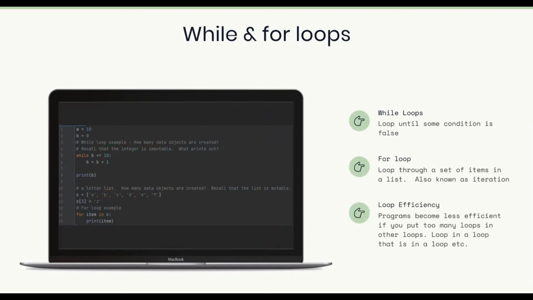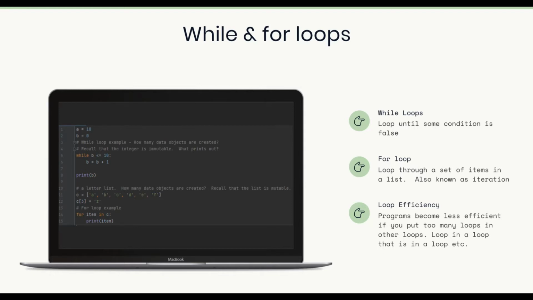While and for loops. While loops loop until some condition is false. So on line 5, we have while b is less than or equal to 10. We have an indented command which goes under that loop, which is part of that loop once it's indented underneath it. There's only one line of code right now, but we could have easily had 10, 20, 100 lines of code indented under that while loop, and that would all be code that would execute with that while loop. But right now it's just one line, which is b equals b plus 1.